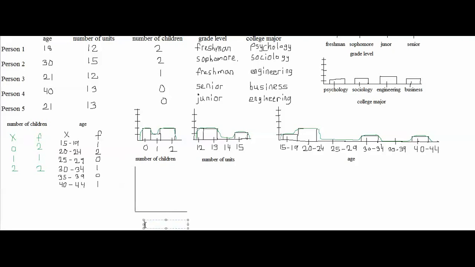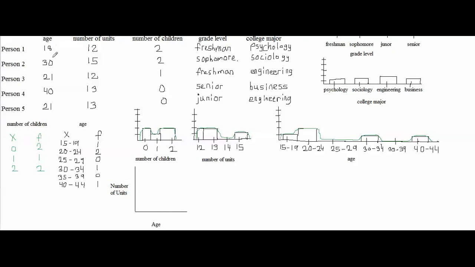So I'll put age right here. And we'll put number of units on the y-axis. When you see a scatter plot, you'll often see the title of the y-axis rotated. So it would be written vertically right here, but the software I'm using right now won't let me do that, so I'll just write it out this way. And we need to make tick marks on the x-axis and the y-axis.